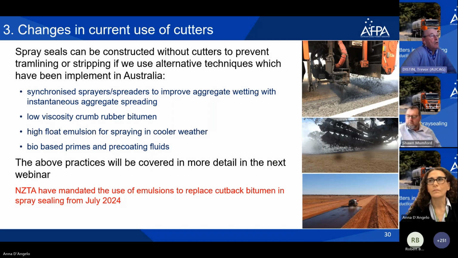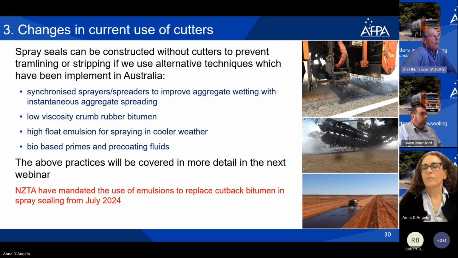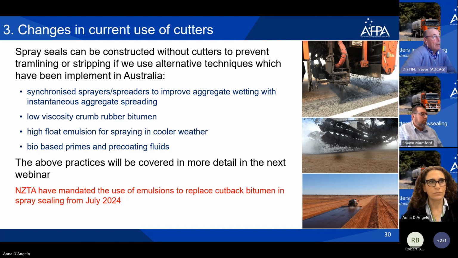We've also seen the use of high float gel emulsion for constructing initial seals. This is an emulsion where the residue after the emulsion has a gel structure and it doesn't run off. And it increases the cohesion of the residual binder so that you don't get aggregate loss, or it limits the aggregate loss, when the new seal is exposed to traffic.